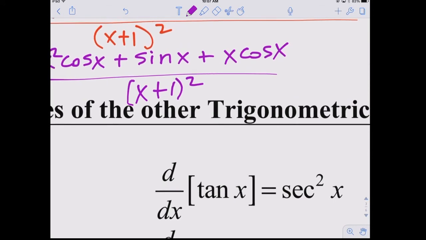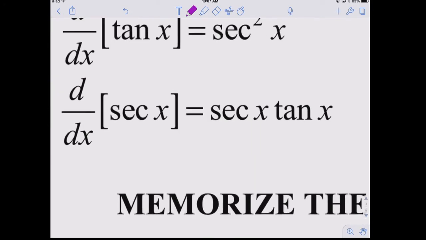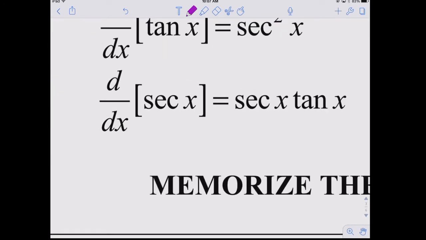Derivative of tangent is secant squared. Guess what the derivative is of secant? Don't look. Oh, actually, you have to look. I guess you don't know what it is. The derivative of secant is, guess what? Secant times tangent. The derivative of secant is secant times tangent.